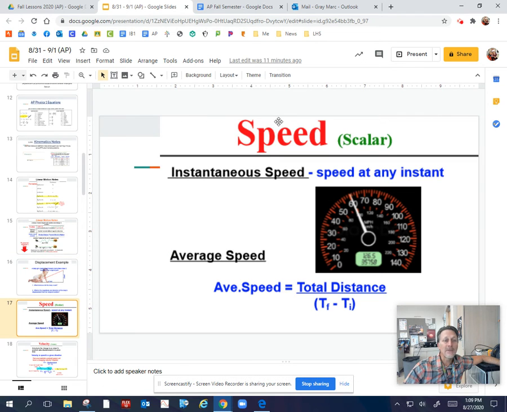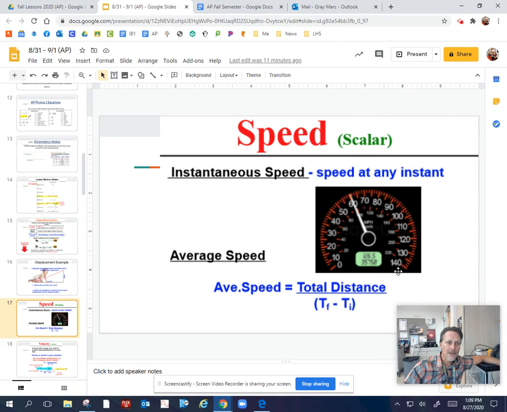Next word we have is speed. So speed actually comes from the basic formula. Speed is equal to distance over time. Now notice the distance part of this. That is going to be going into what we mean by speed. Speed is a scalar quantity, and we don't concern ourselves with direction when we're talking about speed. That's because we're using the scalar of distance.